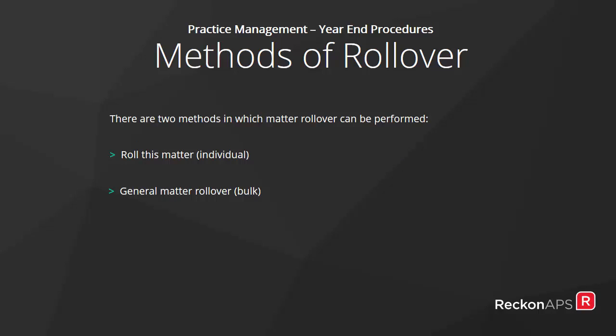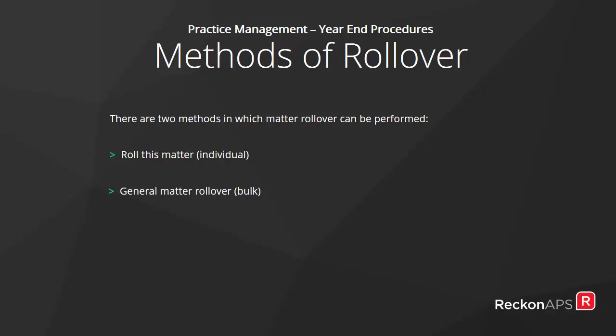Roll this matter, which is an individual option that is done at the end of the job. The practice may decide to roll the matter ready for workflow purposes for next year as the jobs have been completed. This allows for the budget decisions to be made on an individual basis rather than a generic one.